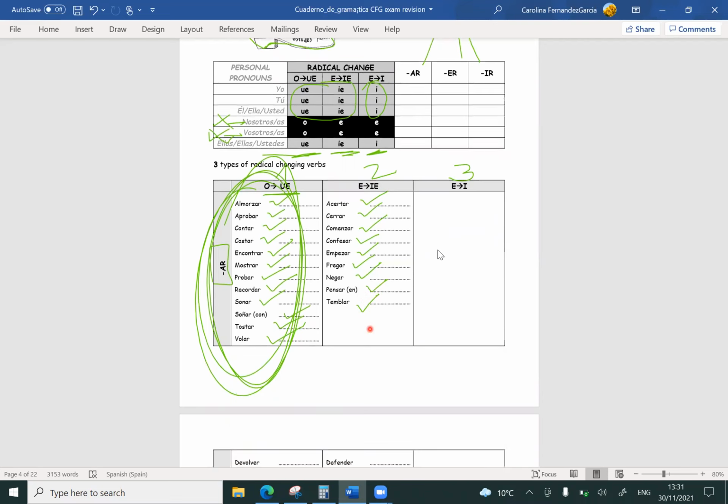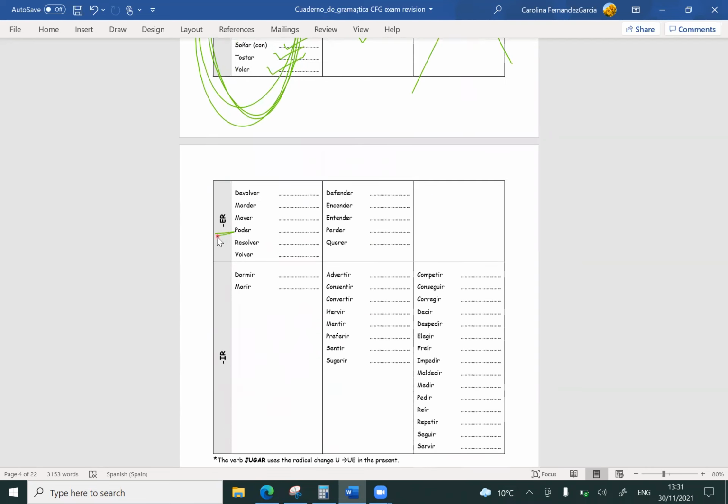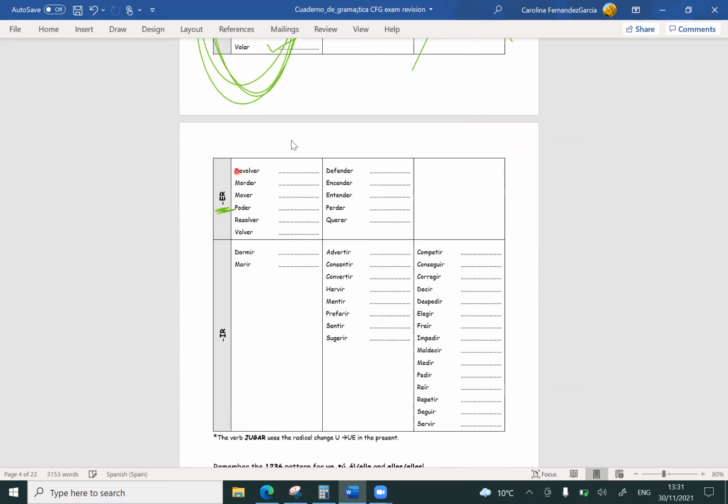Okay, and as you can see, there are no AR verbs that change E to I. So now we're going to have a look at literally the same thing, but with ER verbs. And we have O to UE, E to IE, and there's none here.